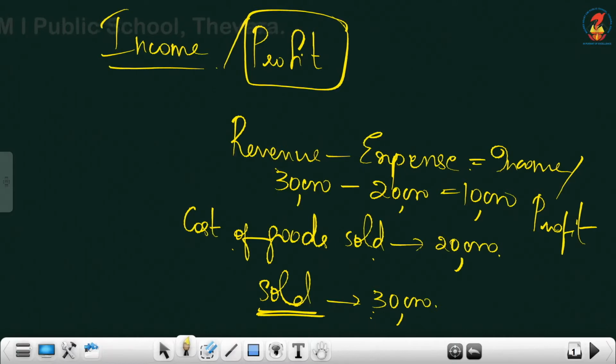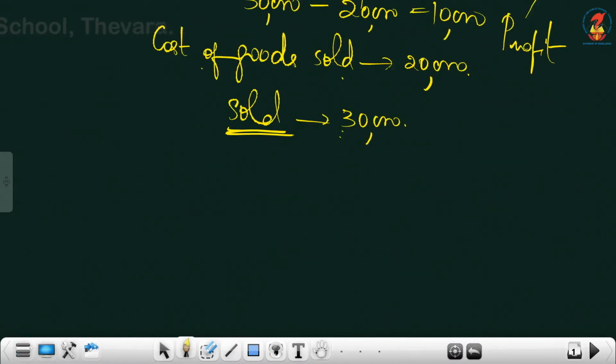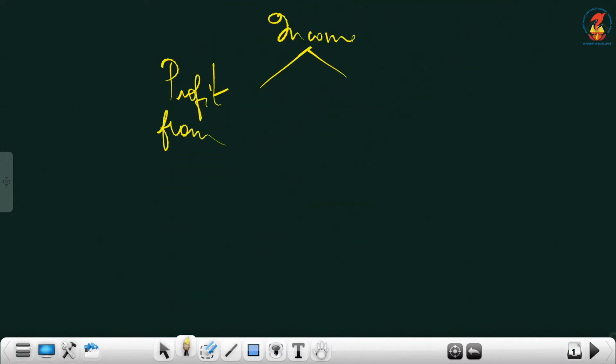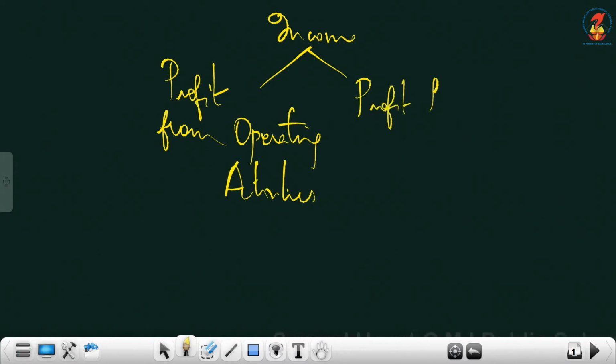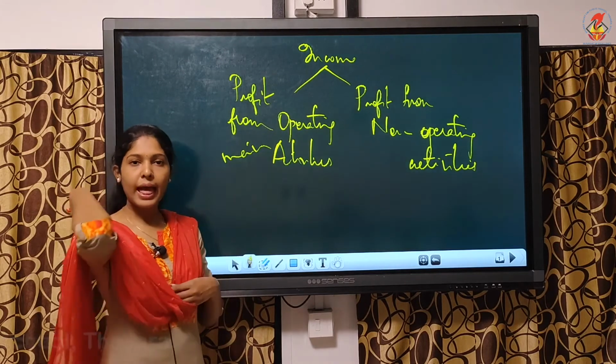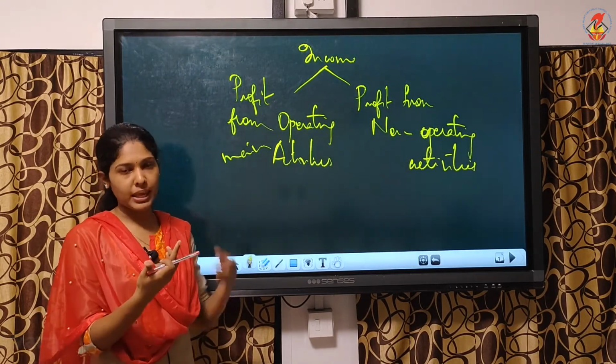but it is a broader term than profit. It includes profit from operating activities and it includes profit from non-operating activities. So you need to know what is operating, what is non-operating. Operating activity means the main activity. What is the main activity of every business? Purchasing and selling of goods and services. That is their main activity.